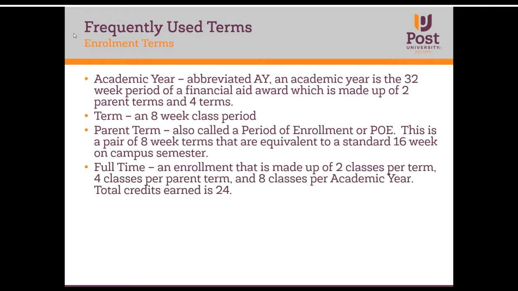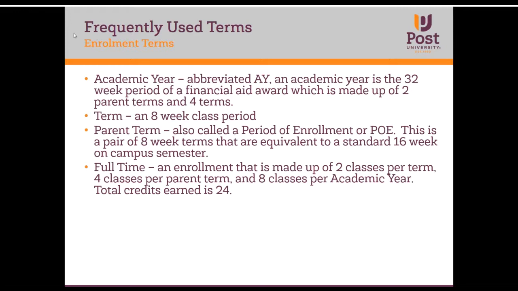So now we come to enrollment. We look at enrollment not only in the individual term sense, but we look at it as well from the point of view of these parent terms. The Department of Ed requires students to be a minimum of what's called half-time. And half-time means you're taking, in our case, 1 class per term in each of the 2 terms of a parent term. If you were on a campus setting, you'd have to take at least 2 classes in that 16-week semester. So a full-time student would be taking 2 classes per term, and we'll go through this kind of quick.